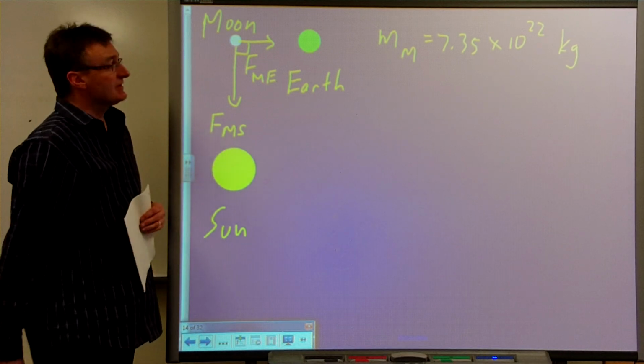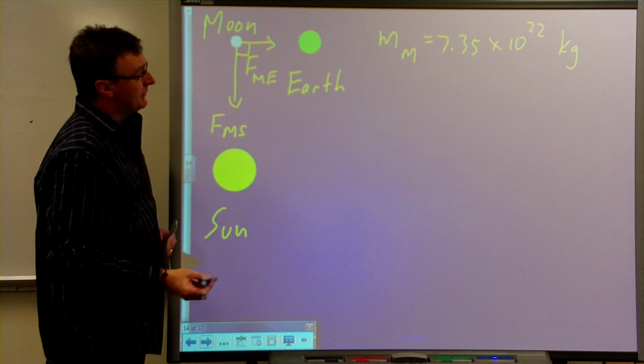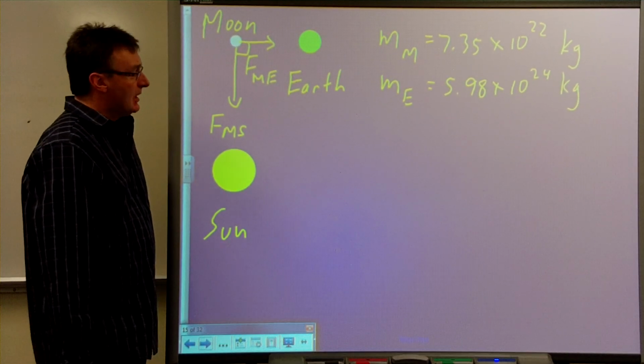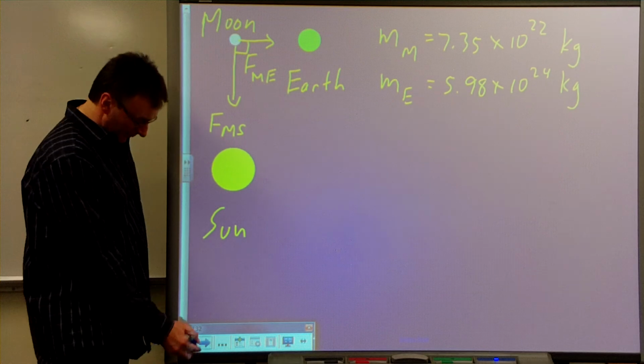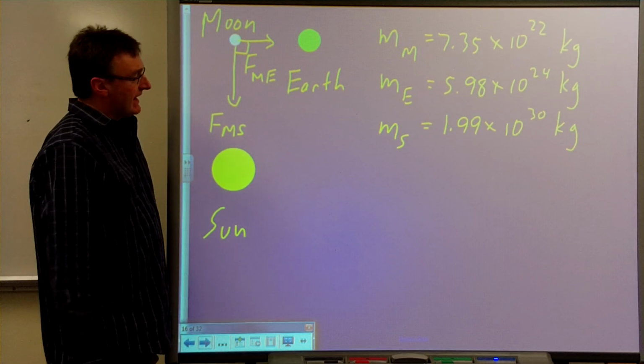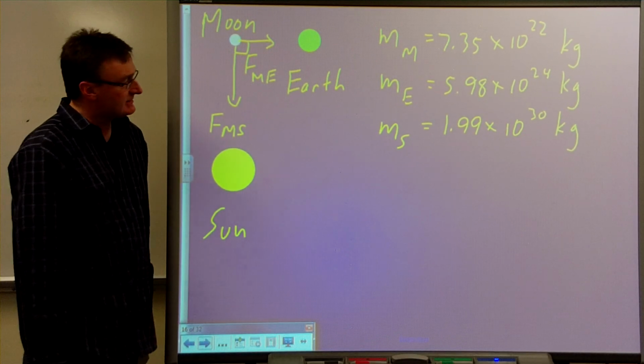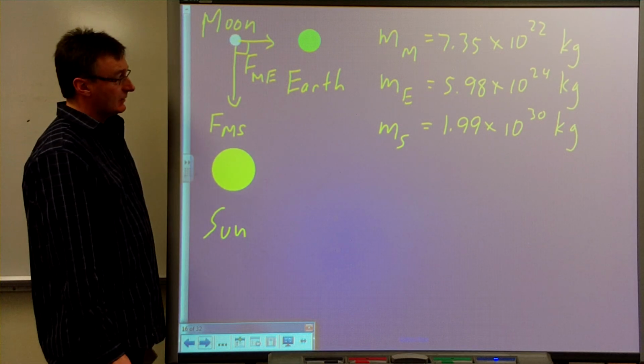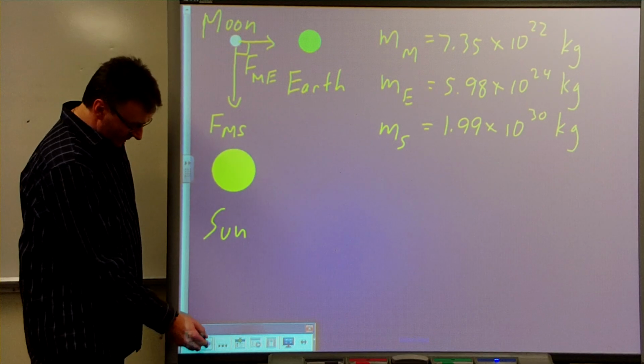So we need to get some numbers in here. We need the mass of the moon, which is 7.35 times 10 to the 22nd kilograms. We need the mass of the Earth, which is 5.98 times 10 to the 24 kilograms. And we need the mass of the sun, which has been determined to be 1.99 times 10 to the 30th kilograms. So there are the masses of the objects.